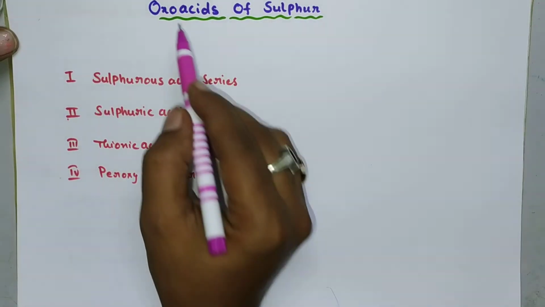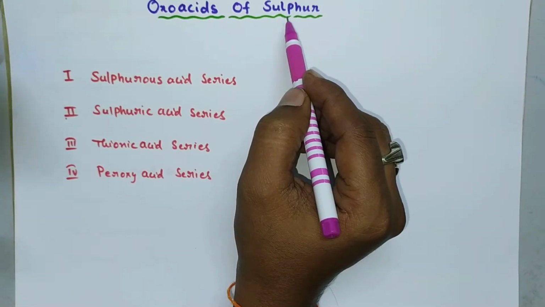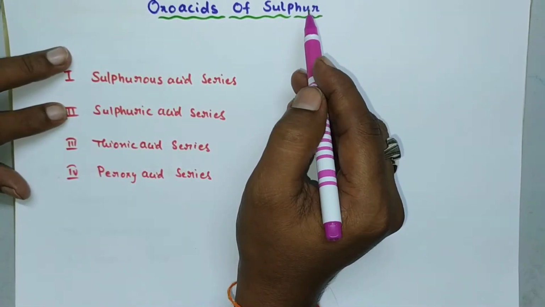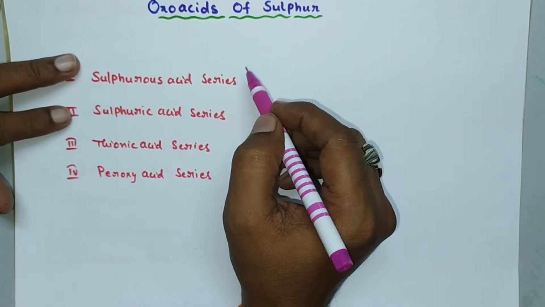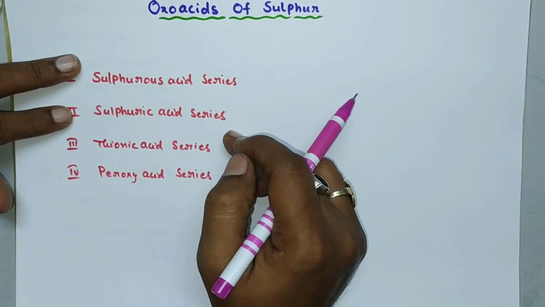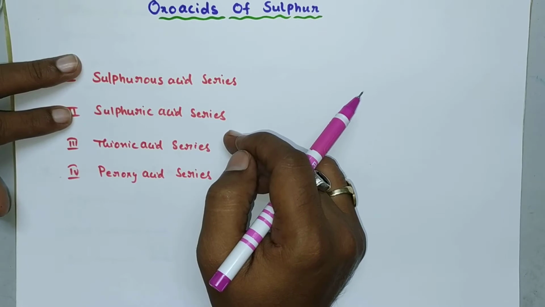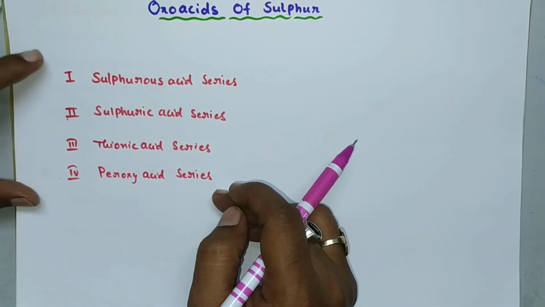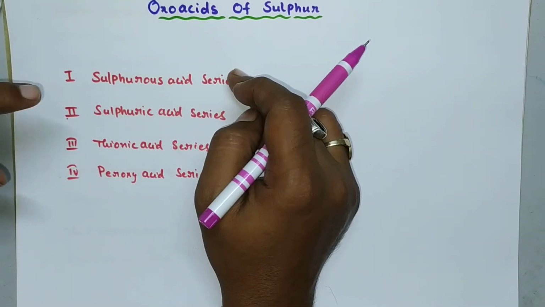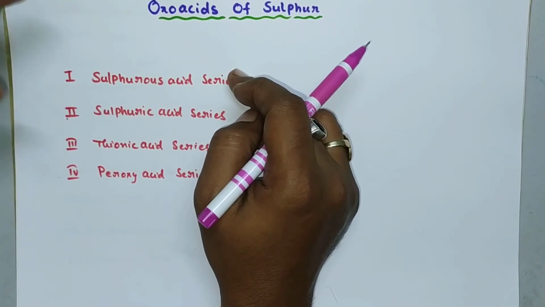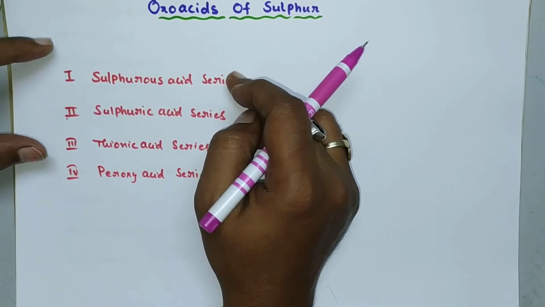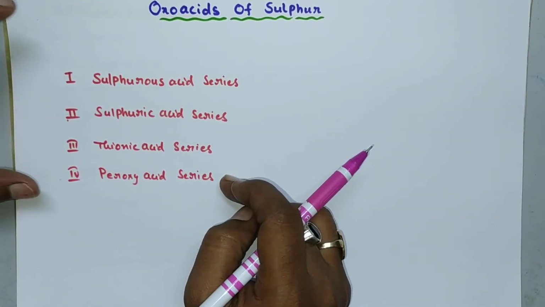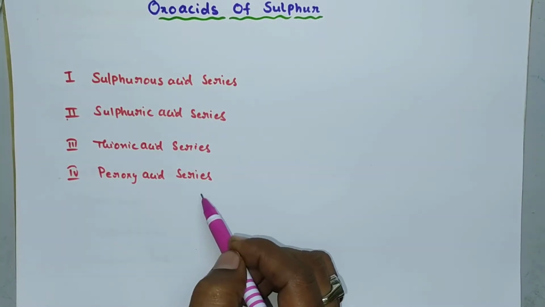In case of oxo acids of phosphorus, we have already discussed in our previous video. Those are classified into only two series, one is phosphorus acid series, the other one is phosphoric acid series. So you have to remember these four series here. I have provided the link to the oxo acids of phosphorus in the description. First go through that video, then you can easily follow this one. Okay, so now these are classified into four series.